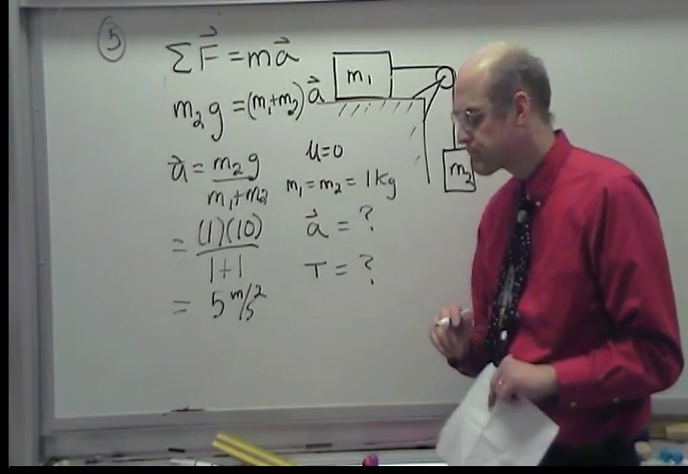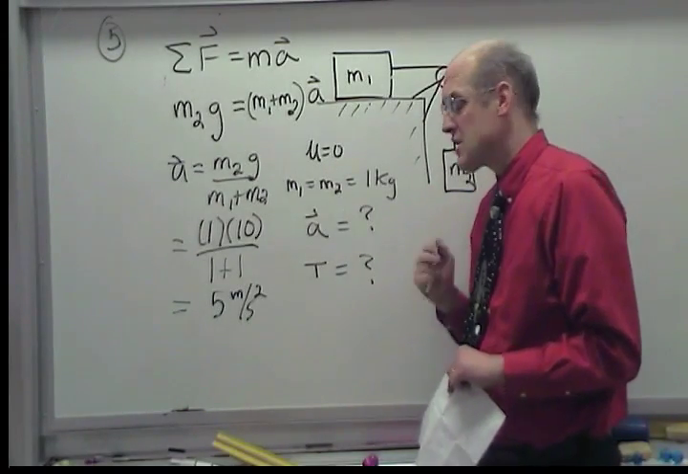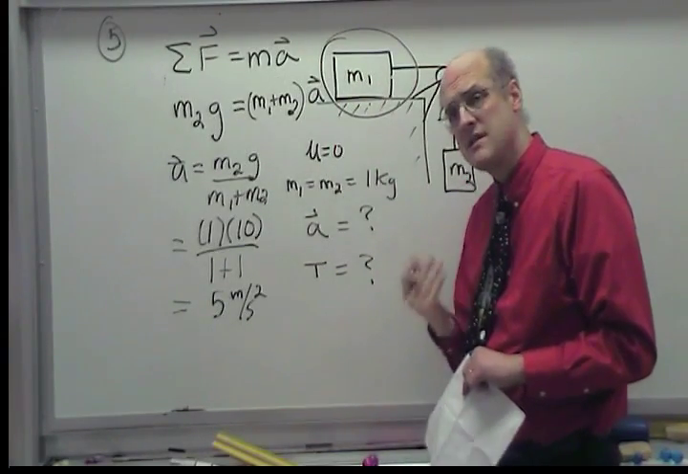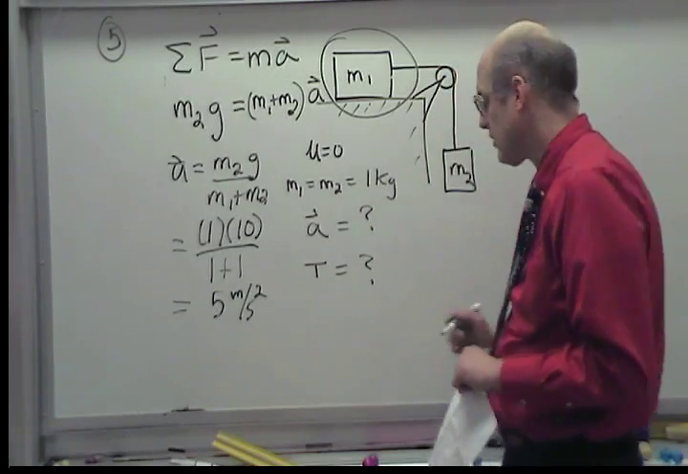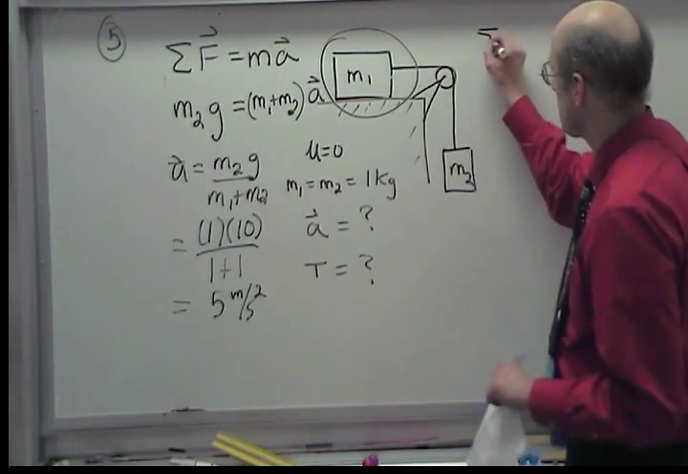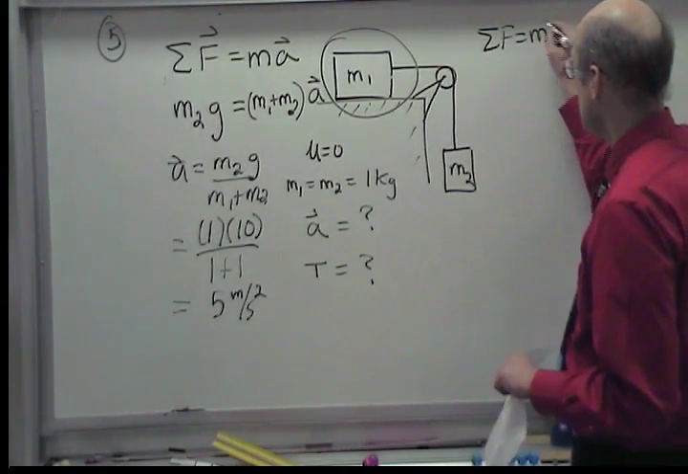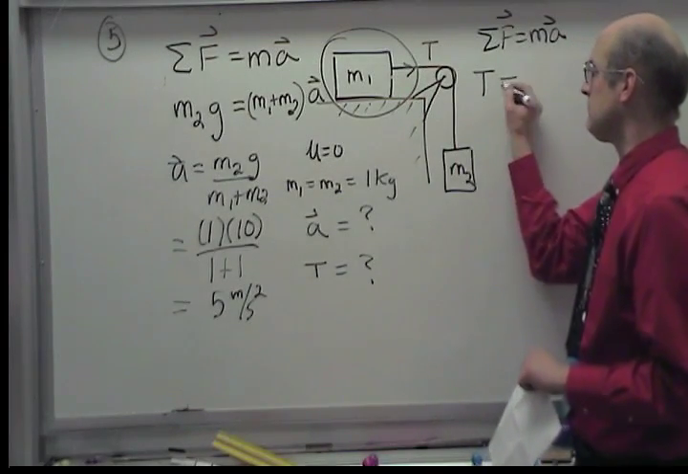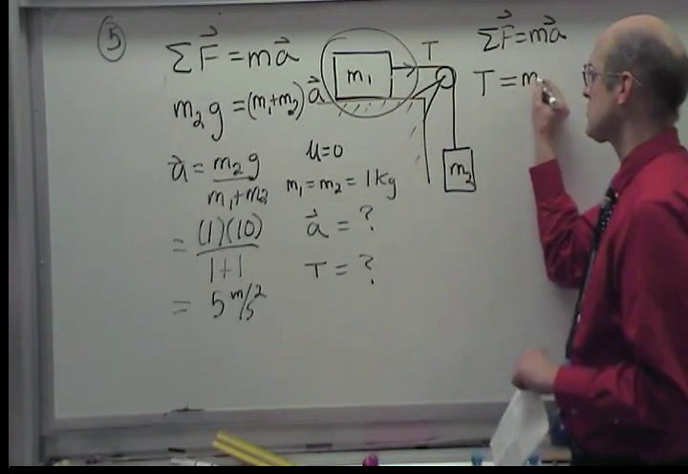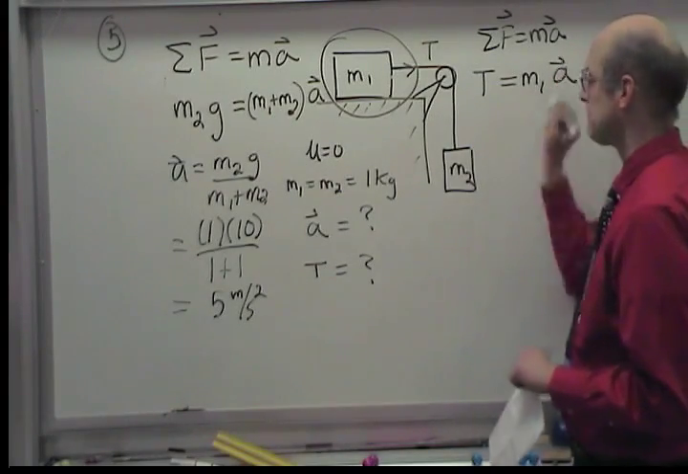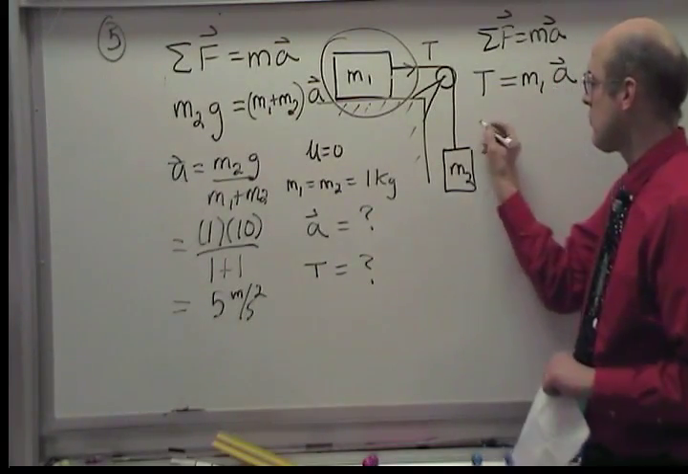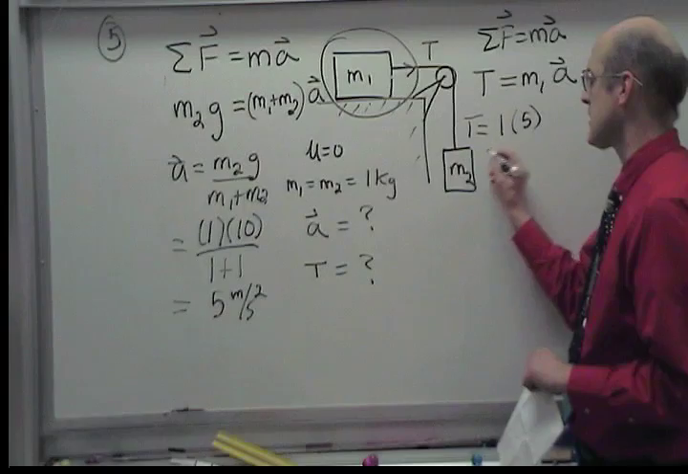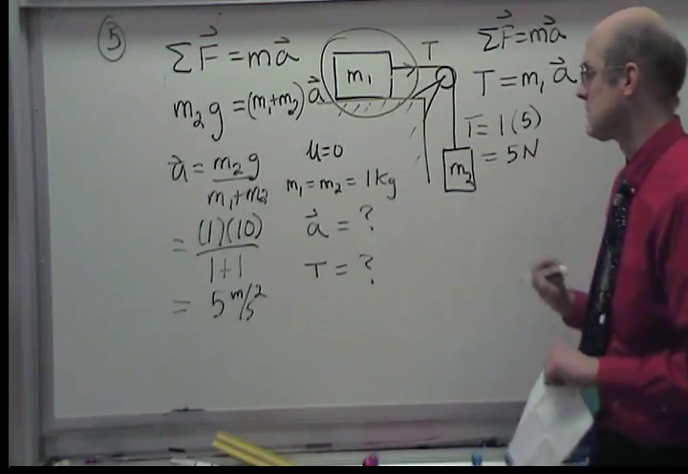Now how about the tension? The tension is an internal force. So what we're going to do is isolate M1, and then we see that the tension now becomes the net force. So from Newton's second law, we can write sigma F equals ma, where the net force now is T on mass 1, is equal to the mass of the system, which is now just M1, times acceleration. We know the acceleration, we know M1, so we get T is equal to 1 kilogram times 5 meters per second squared, or 5 newtons.